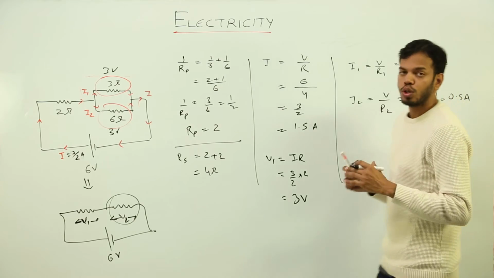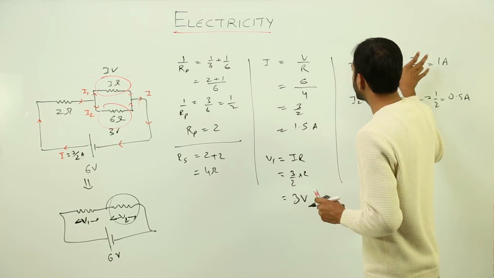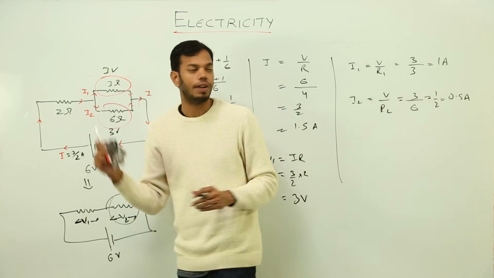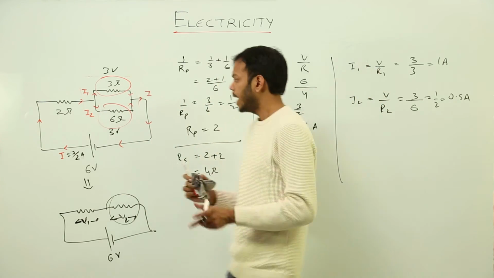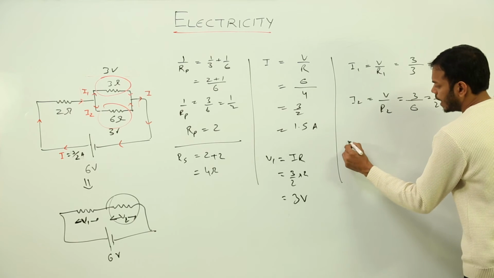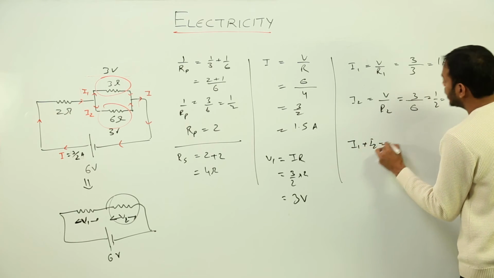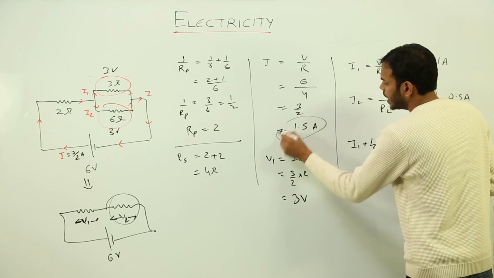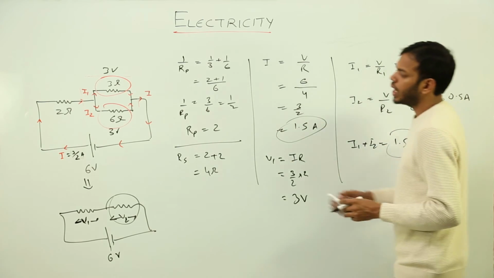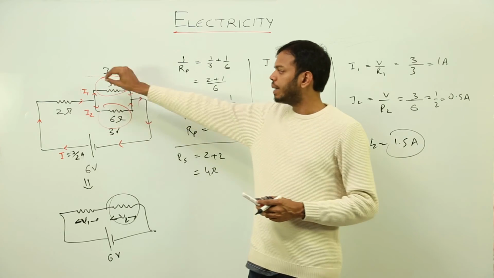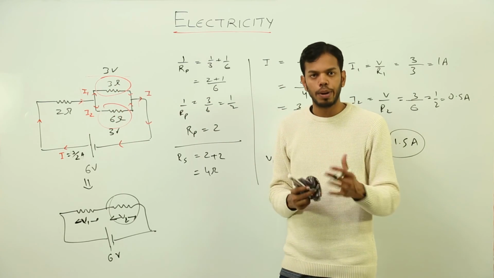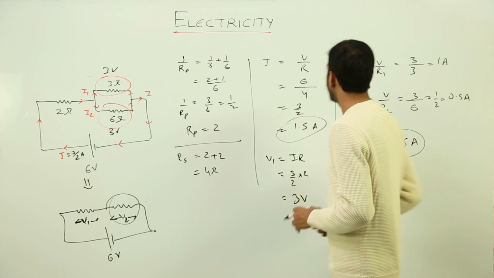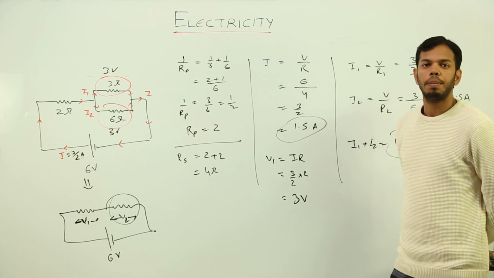Now there is another point I want to explain. We wanted to calculate the value of I1, and we've got it. What is I1 plus I2? This is 1 plus 0.5, which is 1.5 ampere. And what was the total current? 1.5 ampere. So the total current will always get bifurcated into 2 parts or 3 parts or 4 parts, but the total sum will be exactly the same as the main current. This is how you solve series and parallel circuits.